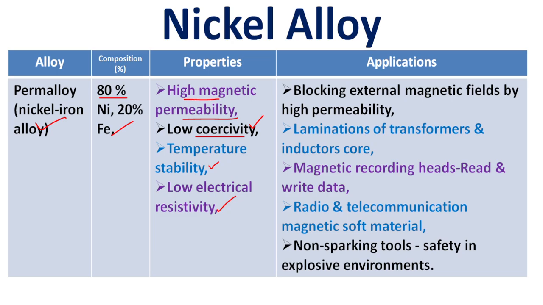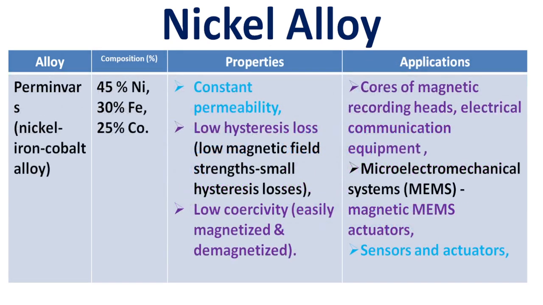High permeability blocks the external magnetic field. It is used in lamination of transformer and inductor cores, magnetic recording heads for reading and writing data, radio and telecommunication fields, particularly magnetic soft material manufacturing, and non-sparking tools for safety in explosive environments.